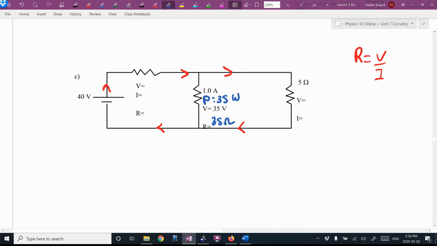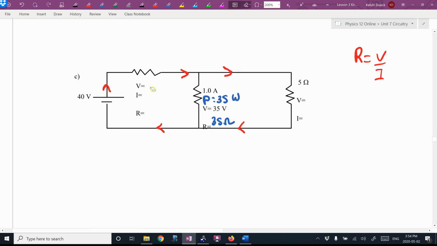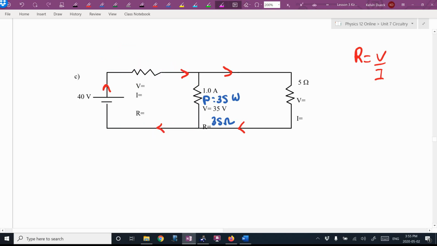Now we ski. If I ski this outer run, I don't know this voltage and I don't know that voltage. There's two I don't know. So let's ski this inner run. I start out with 40 volts. I don't know how much I lost going through that hill, but going through this hill, I lost 35 volts. That got me to the bottom. So how many volts must I have lost in that upper ski run, in that resistor? It must have been 5 volts.